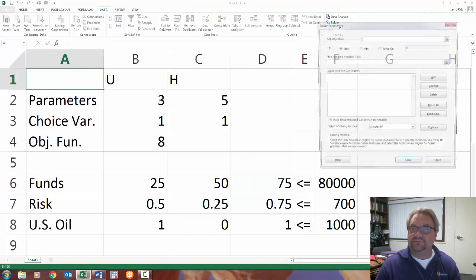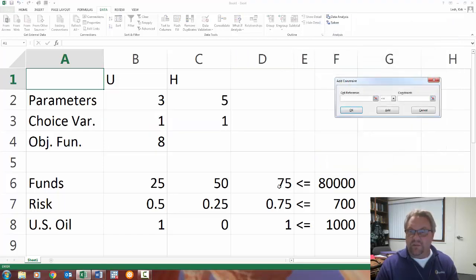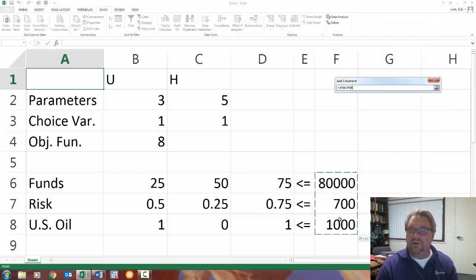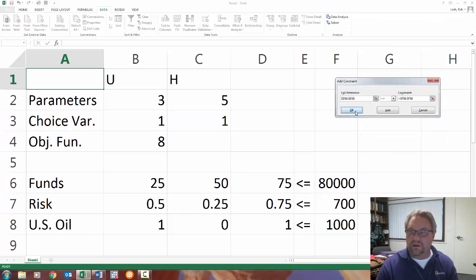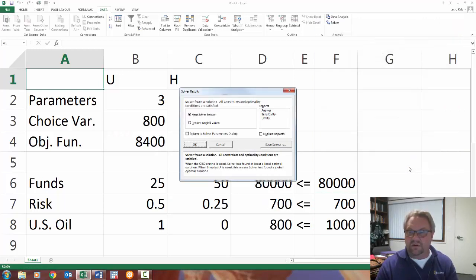So I'll go to Solver. All right, here's my objective function. I want to maximize that by changing these two cells. And here are my three constraints. They're all less than or equal to these three numbers. So I hit OK. That's checked. Simplex LP, solve.